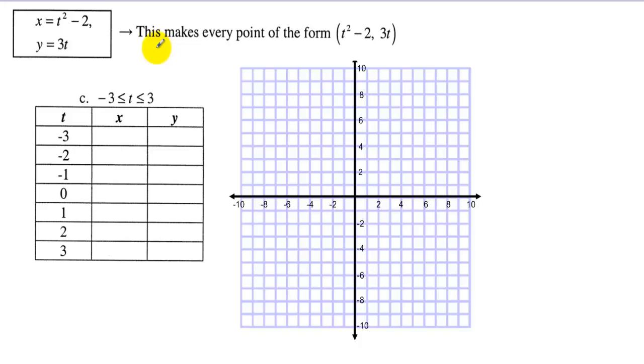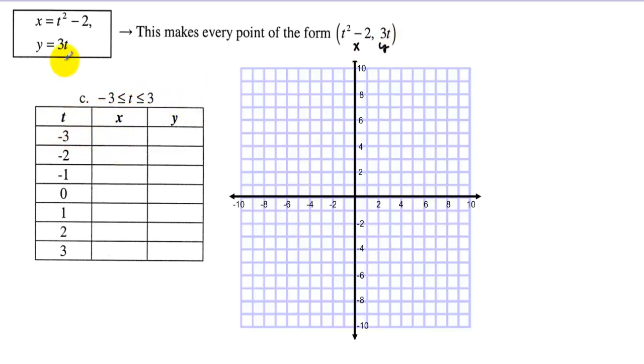This is an example of graphing a parametric equation. In a parametric equation, we have a function that controls the x-coordinate and we have a function that controls the y-coordinate. And these are controlled separately. This makes every point of the form t squared minus 2 comma 3t, in other words, x comma y. So to graph this one, we're going to plot a bunch of points.